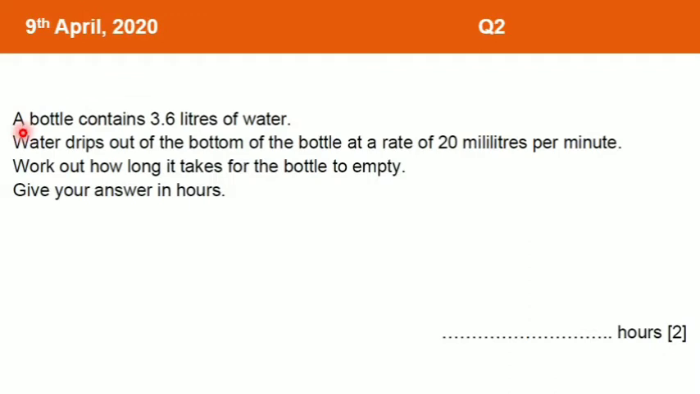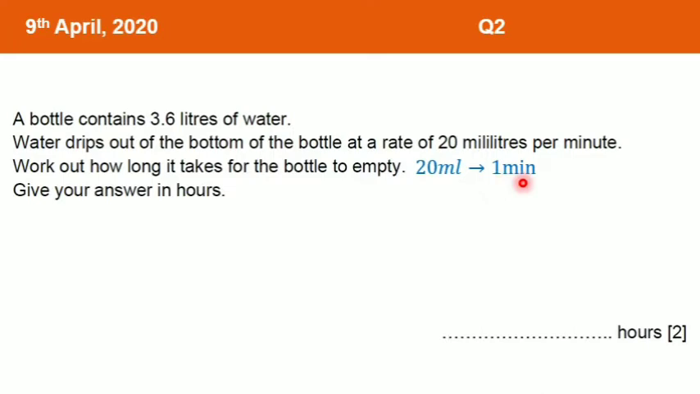Question 2 now. A bottle contains 3.6 liters of water. Water drips out of the bottom of the bottle at a rate of 20 millimeters per minute. Work out how long it takes for the bottle to empty. Give your answer in hours. So from the second sentence, we can write a proportion: 20 millimeters per minute. So I can say 20 millimeters is equal to 1 minute.